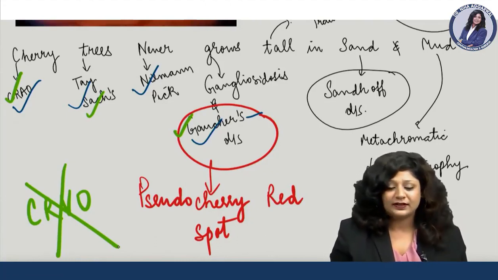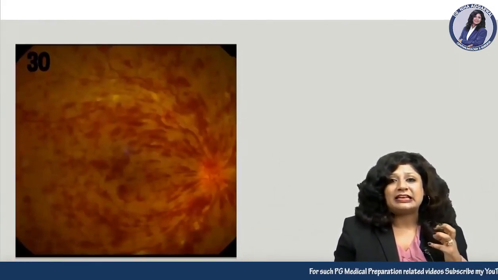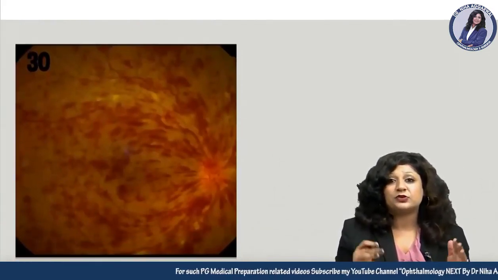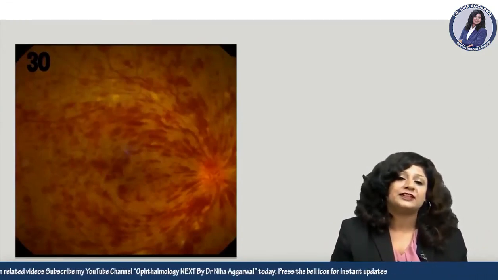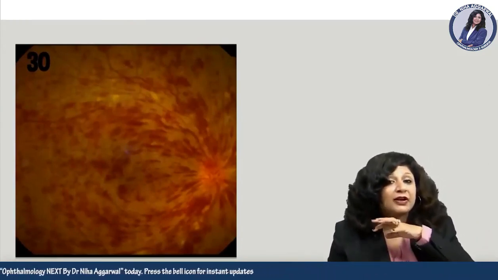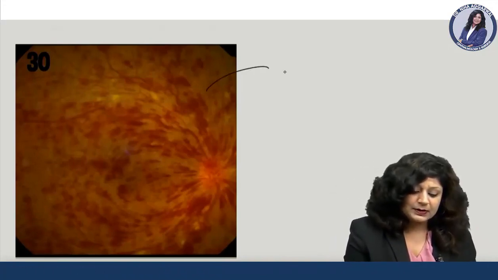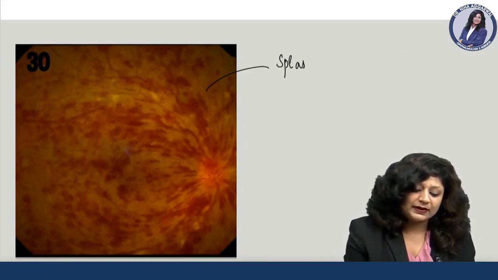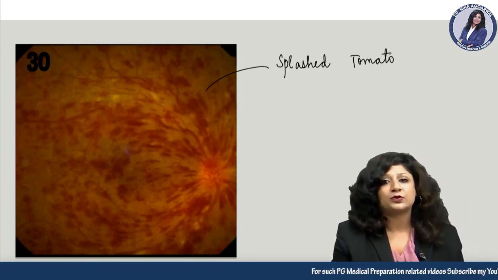So very important is the cherry red spot. Now coming to yet another important fundus pathology. Can you see a lot of blood present inside the fundus here? It is wholly filled with blood. This is the typical splashed tomato appearance, and where do you get this splashed tomato appearance?